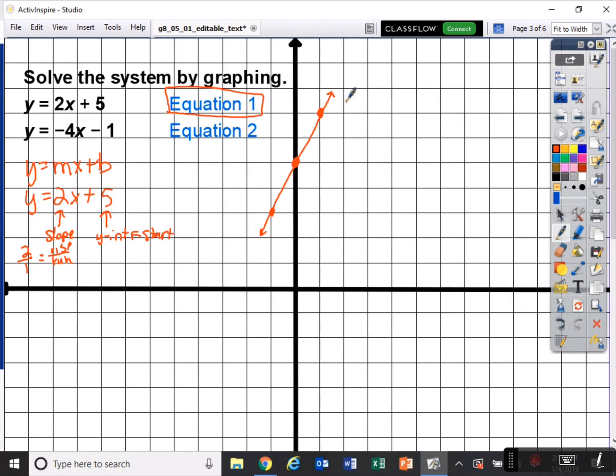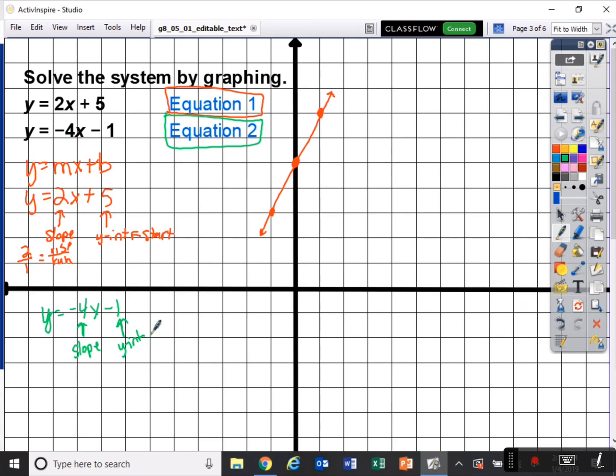Now I'm going to do equation 2. I'm going to do it in green. Equation 2, y equals negative 4x minus 1. Negative 4 is your slope. Negative 1 is your y-intercept.